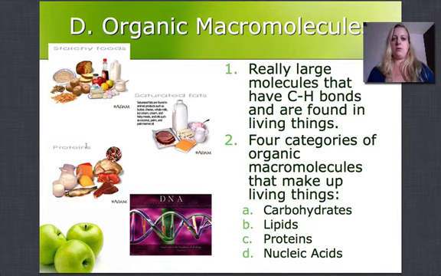All right, so organic molecules are really large. They have carbon-hydrogen bonds, and there are 4 categories that we're going to talk about. We're going to talk about carbohydrates, lipids, proteins, and nucleic acids. These are the main components of the chemistry that makes up life. So when you take chemistry next year, you'll talk about other sorts of molecules, but in biology, we're only going to focus on the molecules of life.